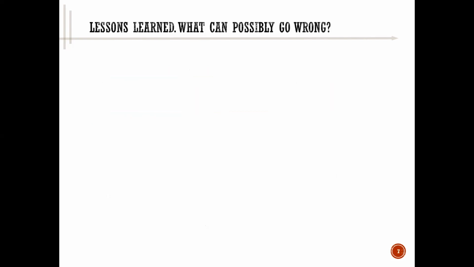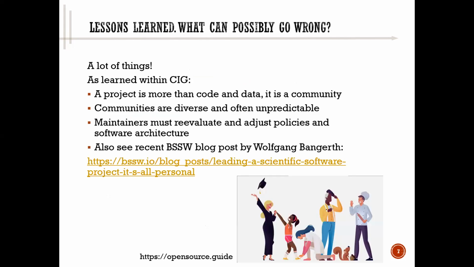So in a sense, we could argue that we learned all of the lessons that we need to know. We know how to build successful scientific software. So what can possibly go wrong if we just follow all of these lessons? But as we learned within CIG over the years, a lot of things can go wrong, even if all of these best practices are followed.